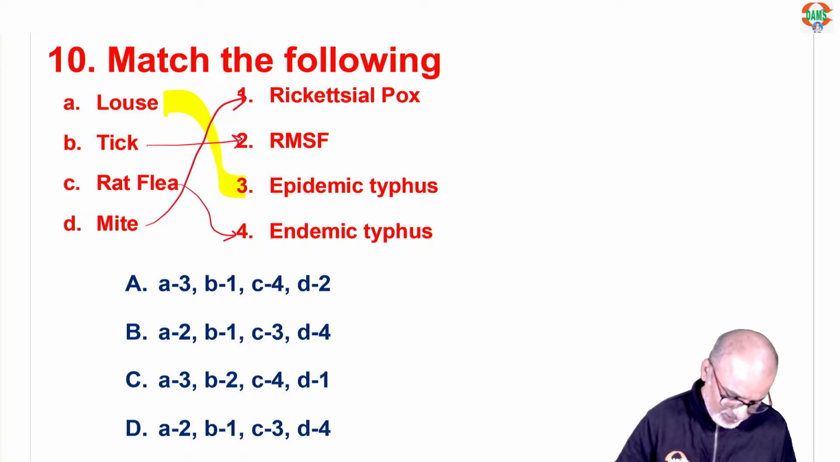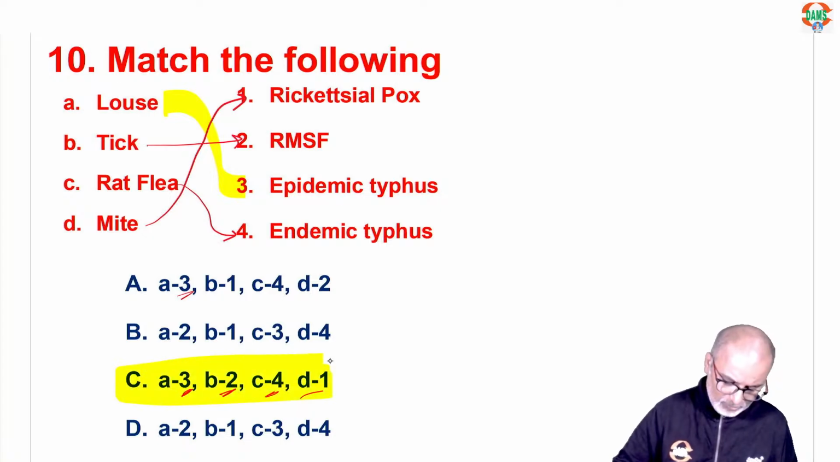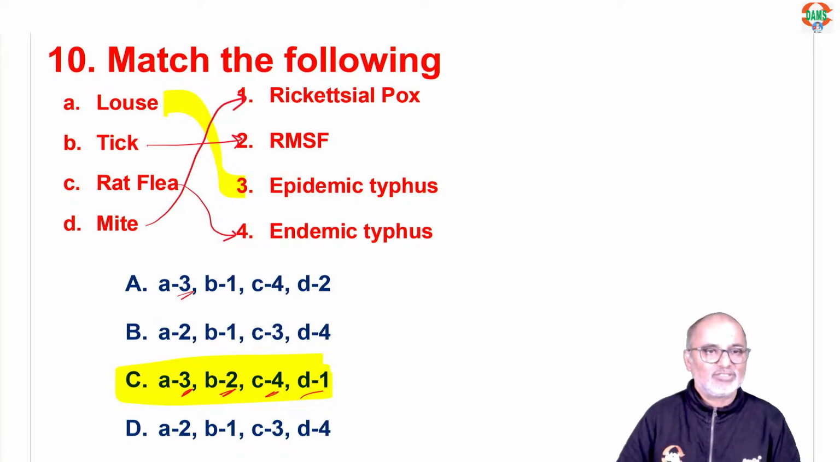So A is 3, B is 2, C is 4, D is 1. So the answer is C. So you must know about all the vectors. 100% you may get a question on vectors. No doubt on it.